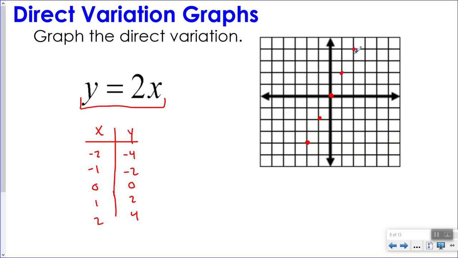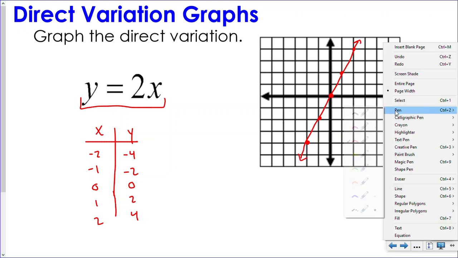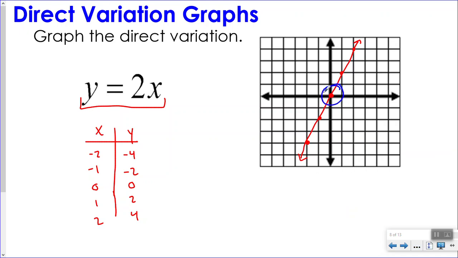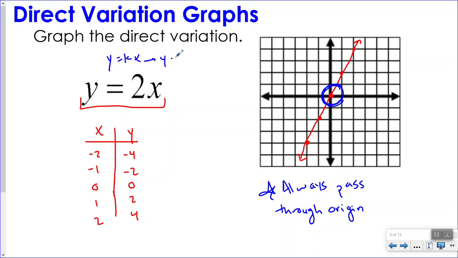So if we look at this, all my points are collinear. They all sit together in one straight line, and that line passes through the origin. Anytime we talk about a direct variation, it will always pass through the origin. And that's really important because that's one of the main ways that we can tell whether a linear graph is a direct variation. We can see whether or not it passes through the origin. That's because anytime I plug 0 into that y equals kx, I'm always going to get 0 back as my answer. So if x is 0, y is also always going to be 0.